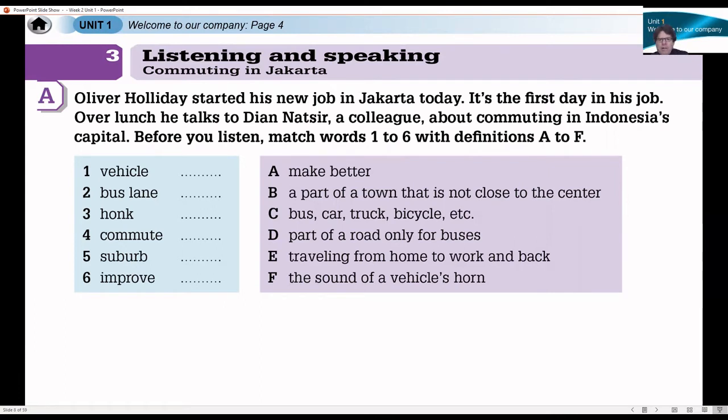Okay, so we have vehicle. What is that? Bus lane. What's that? Honk. Commute. Suburb. Improve. Okay, so match those words with the meaning A through F. And of course, pause the video for as long as you need now.